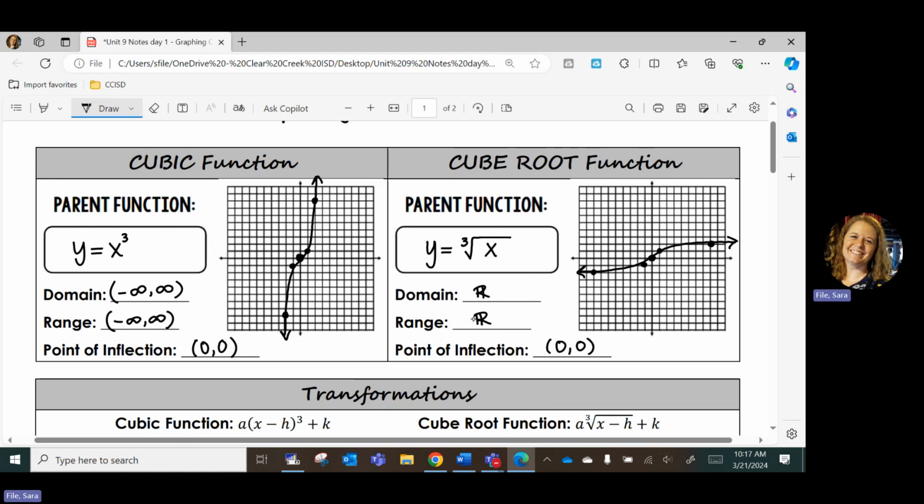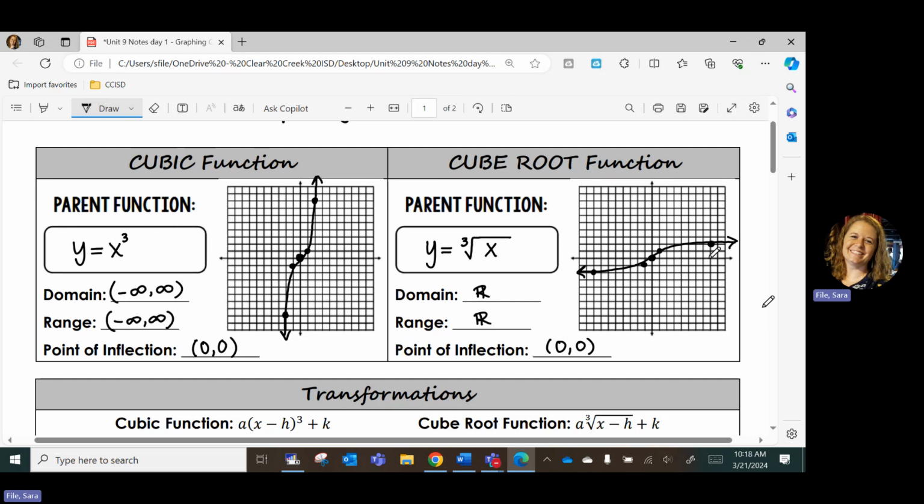Now, we don't need to know this today. We're going to get into it more next week, but it's a good time to point it out. What you did to get these points was you switched your x and y from the cube, didn't you? Instead of 2, 8, you went 8, 2. What is that when you switch your x and y? What's that relationship called? Inverse. Very good. These are inverse functions.